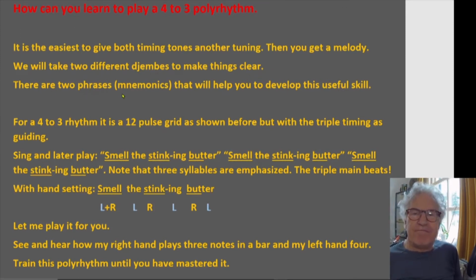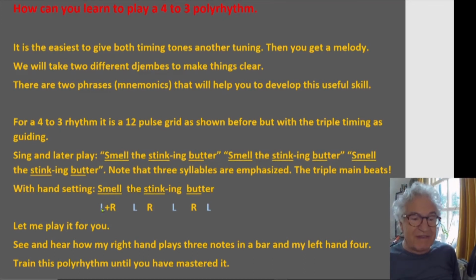There are two phrases, mnemonics, that will help you to develop this useful skill. For a 4-3 rhythm, it is a 12 pulse grid, as I showed before, but with the triple timing as guiding, you might say slightly dominant. That's your skeleton, your grid. Sing and later play: Smell the stinking butter, smell the stinking butter. Note that these three syllables are emphasized. Those are the three main beats of the triple timing that we use to guide ourselves.